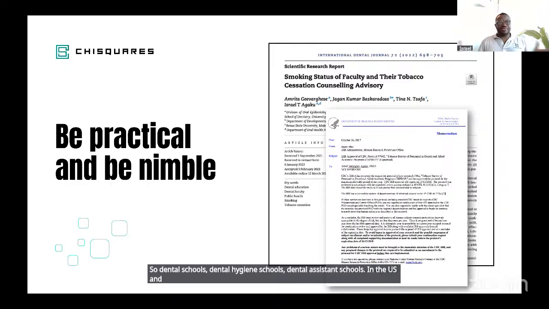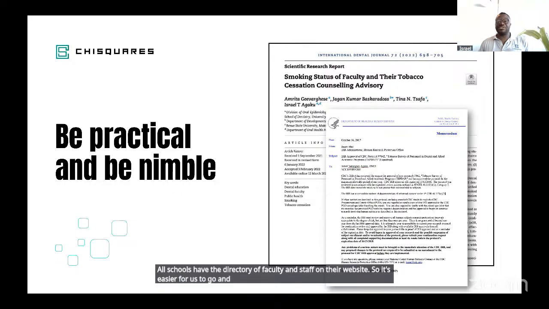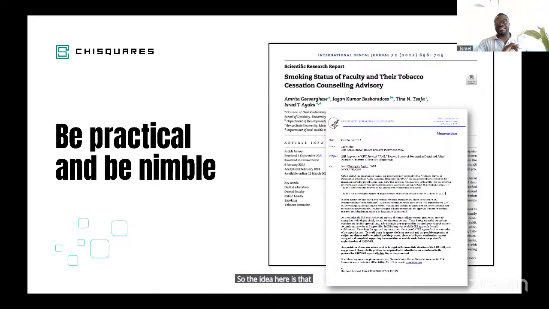Why? Well, because with those ones, it's easier for us to access their information. All schools have the directory of faculty and staff on their websites. So it's easier for us to go and access that information and use it to create our sampling frame. So the idea here is that sometimes when the desirable is not available, the available has to be desirable.